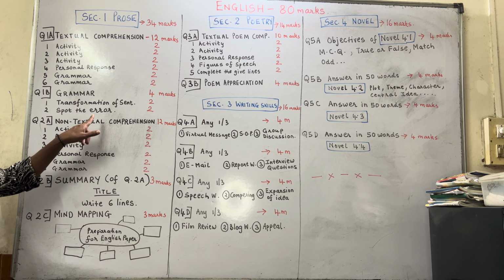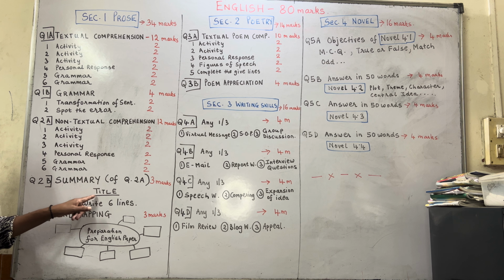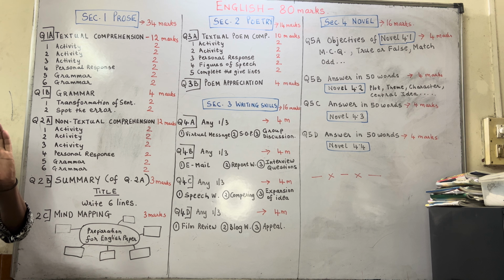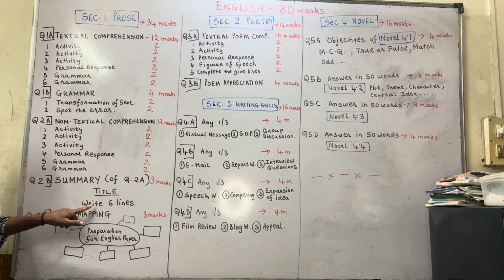Summary, as I said, you have to make a summary of the same passage. You have to make a small passage, with the title, and write about 6 lines.